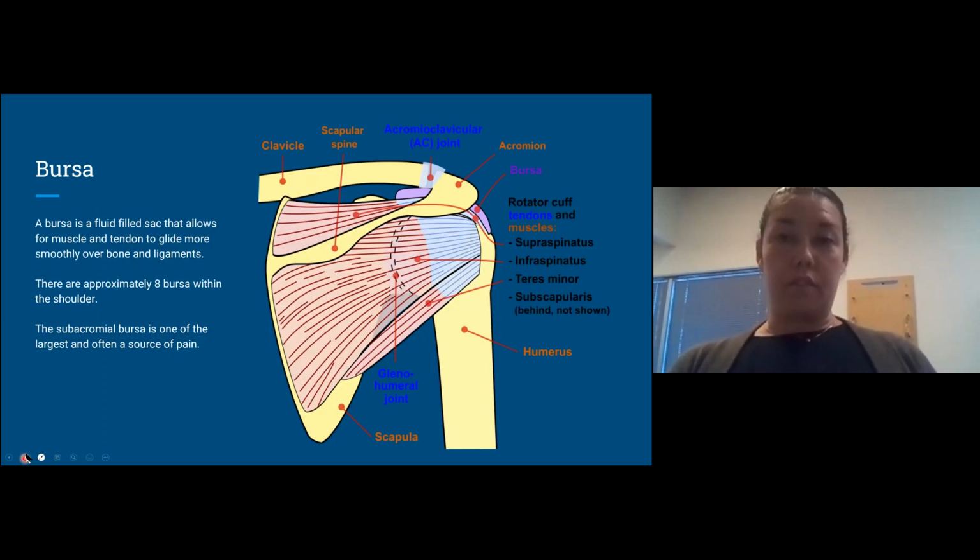Another possible source of pain could be the bursa. A bursa is a fluid-filled sac that allows for muscle and tendon to glide more smoothly over bone and ligament. There are 8 bursa in the shoulder joint. The bursa that is the most common culprit for pain and one of the largest is called the subacromial bursa, and it is pictured here in the purple right there. And as you can see, it is also located in the small space, which can get pinched if that space should narrow.